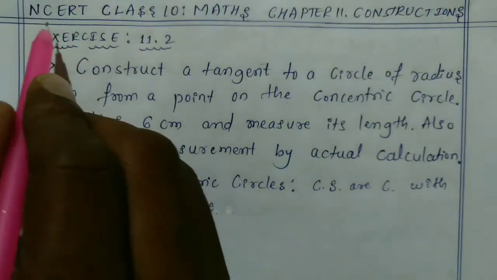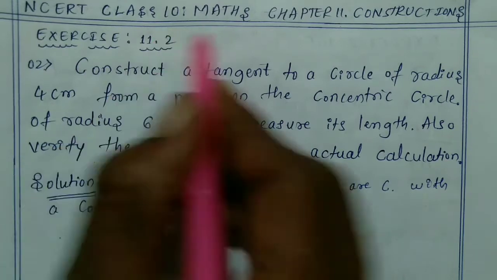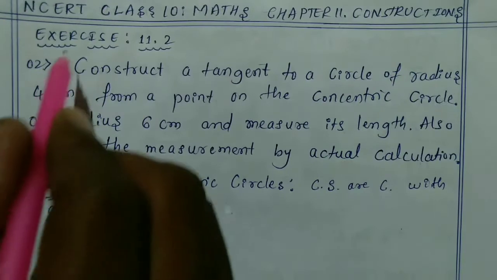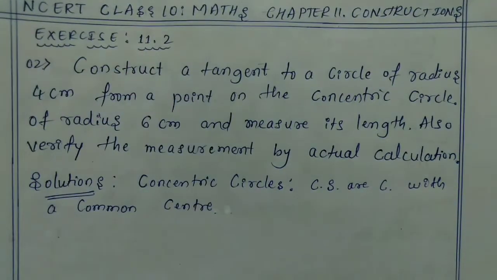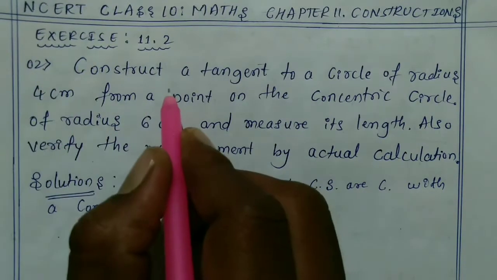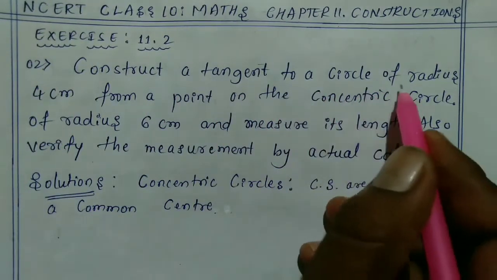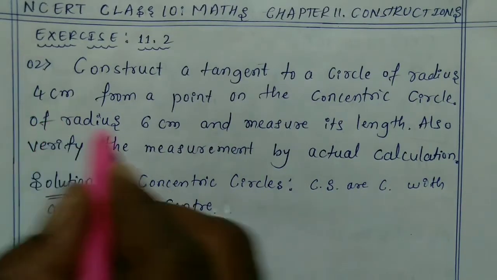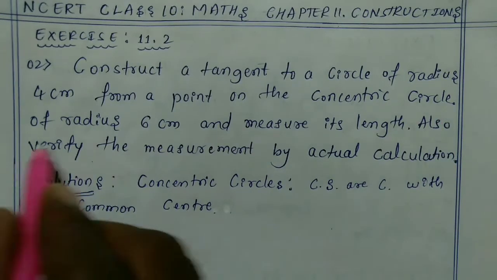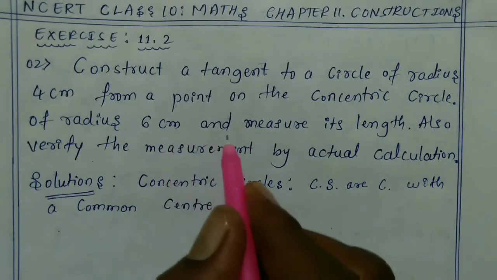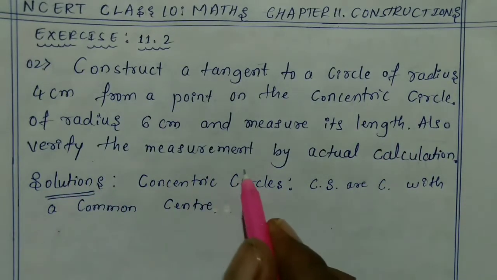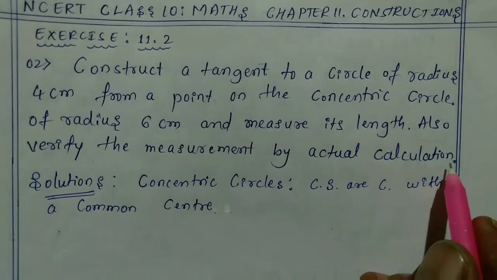Today I will discuss NCERT class 10 math subject, chapter 11, that is constructions. Exercise 11.2. The question is, construct a tangent to a circle of radius 4 centimeter from a point on the concentric circle of radius 6 centimeter and measure its length. Also verify the measurement by actual calculation.